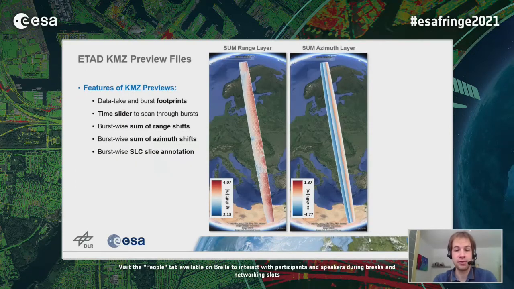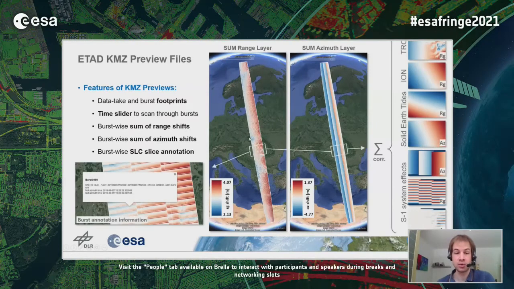Quickly on the preview files, you can see here one example. These are really long data takes, on occasion some 15, 20 minutes crossing the whole of Europe. You see here we have the full data take footprint. We see a bit of the burst level, which we actually annotate in the NetCDF. We only have the sum layer. We do not annotate all of them in the KMZ, only the sum layer, but we give you an idea of what is happening at the location.